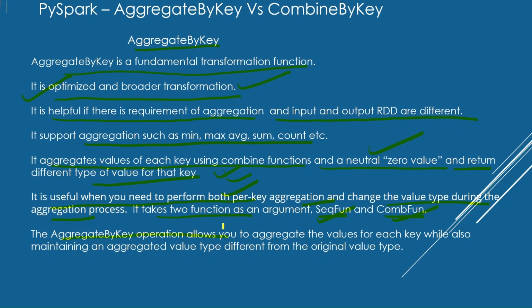The aggregate by key operation allows you to aggregate the values for each key while maintaining the aggregated value as a different type from the original value. Suppose we process data with aggregate by key on an RDD where data is stored in key and value pairs. The resultant data could be different from the data we have as input.